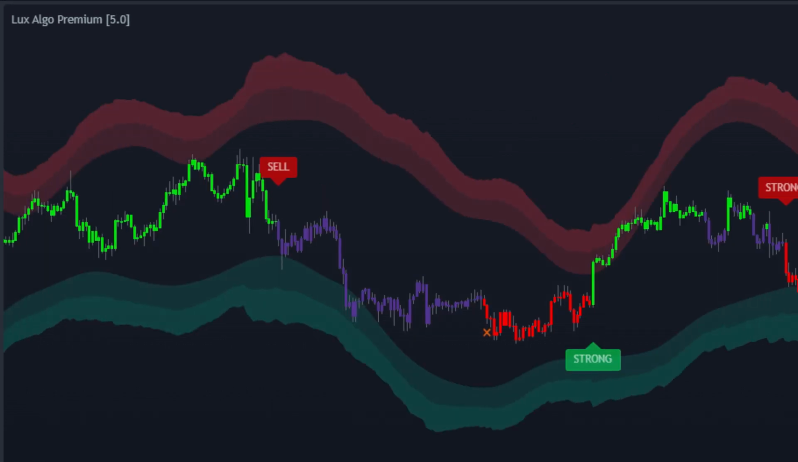An example here, price is in the oversold reversal zone, so we are expecting price will level out or increase, but we don't know when. Combined with confirmation signals, and here we get a strong buy signal, confirming the trend change, and price moves up.